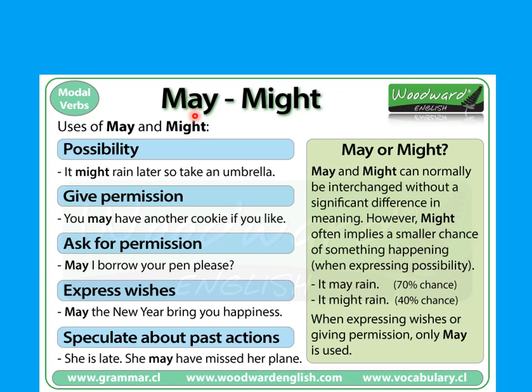Therefore, may or might are used to express a possibility, like it might rain later, so take an umbrella. They may be used to give permission. You may have another cookie if you like. They may be used to ask for permission. May I borrow your pen, please?